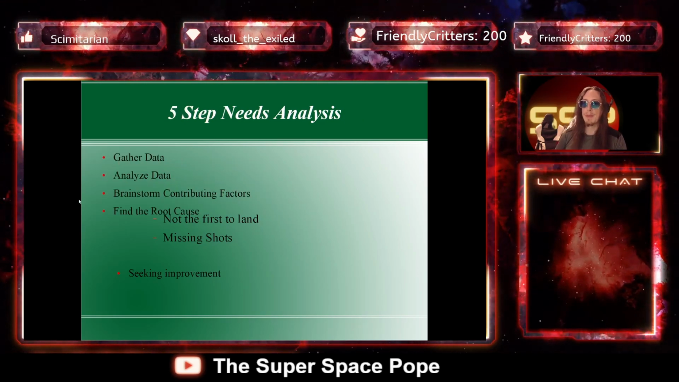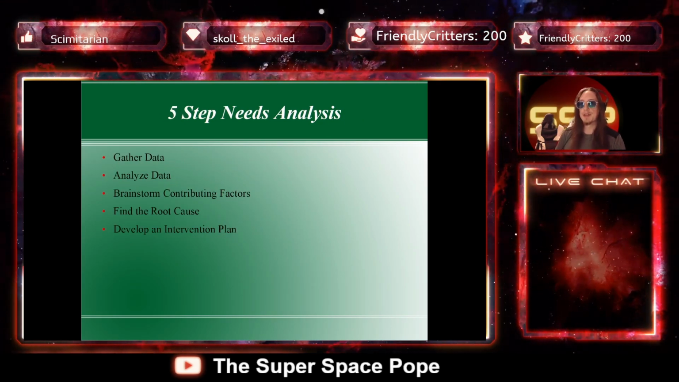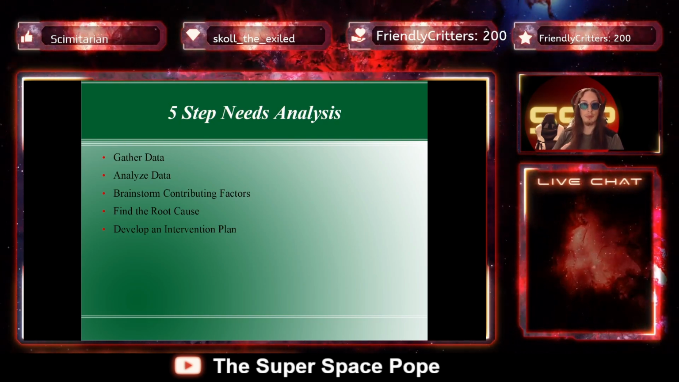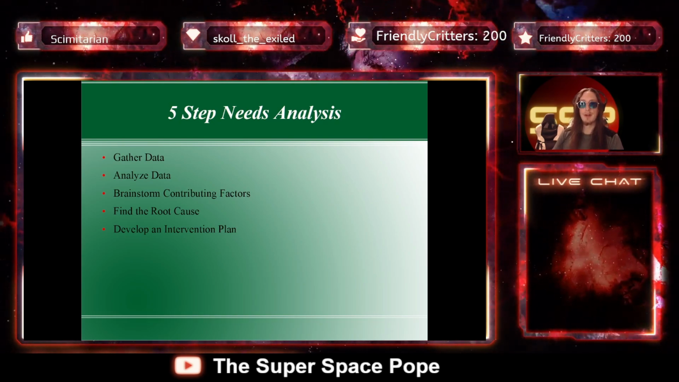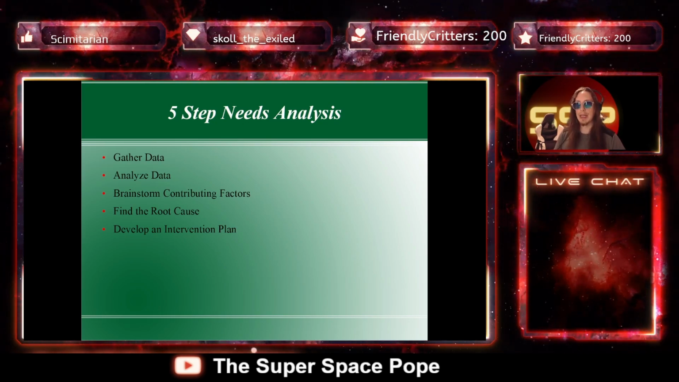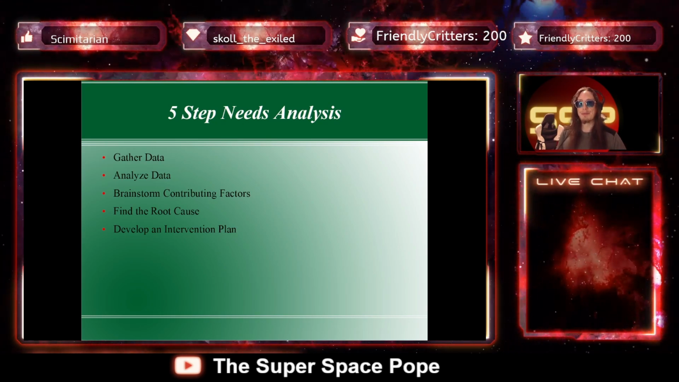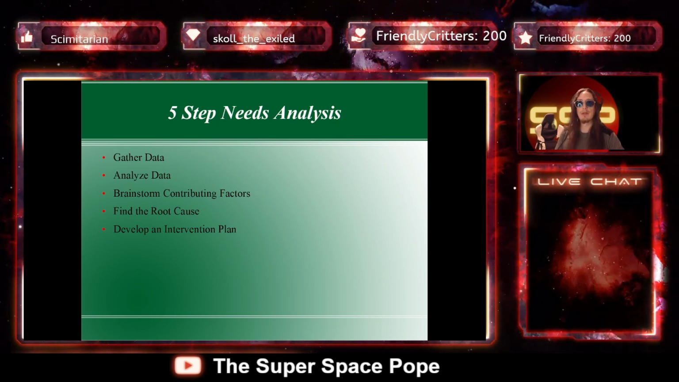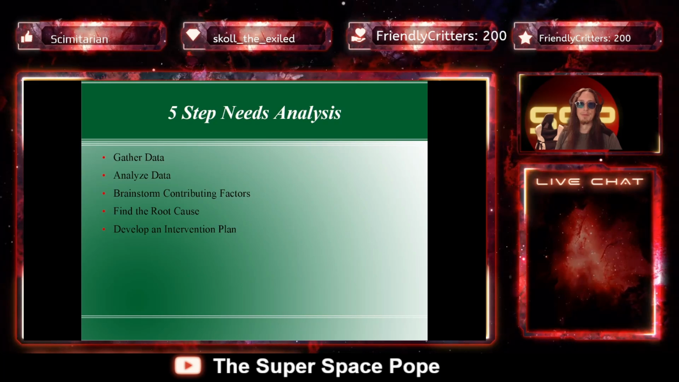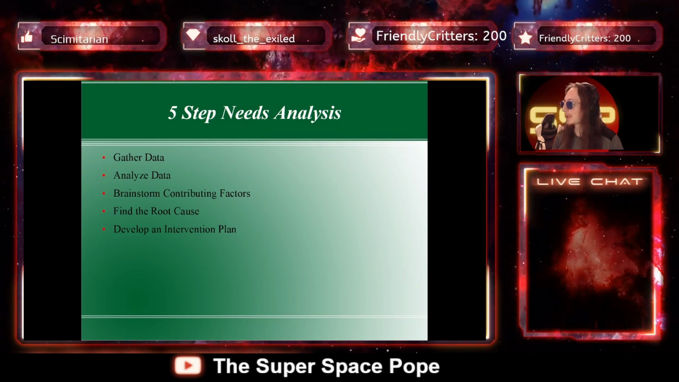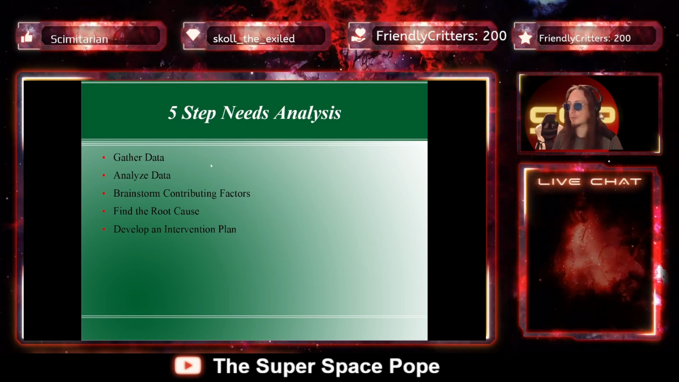Okay, so there are 5 steps in our needs analysis today. We're going to go over gathering data, analyzing data, brainstorming our contributing factors, finding the root cause, and then developing an intervention plan or an action plan or any sort of plan to get us back to the beginning, where we kind of look back at our scope and our problem and say, hey, did we improve on it? Okay. That seems pretty straightforward, right?